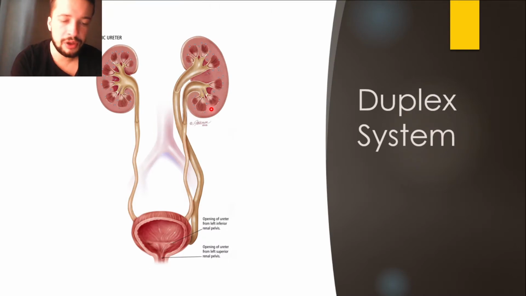Duplex system refers to a single kidney functionally divided into two parts, upper and lower, draining independently into two pelvicalyceal systems.